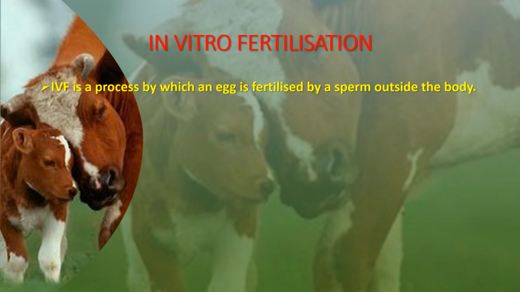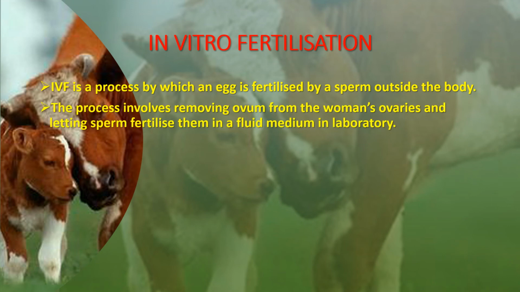In vitro fertilization, that is IVF, is a process by which an egg is fertilized by a sperm outside the body. The process involves removing ovum or ova from the woman's ovaries and letting sperm fertilize them in a fluid medium in a laboratory. So, fertilization takes place in a laboratory.